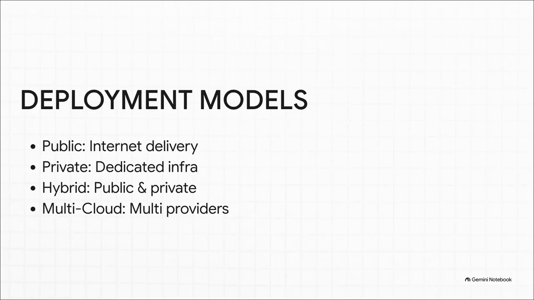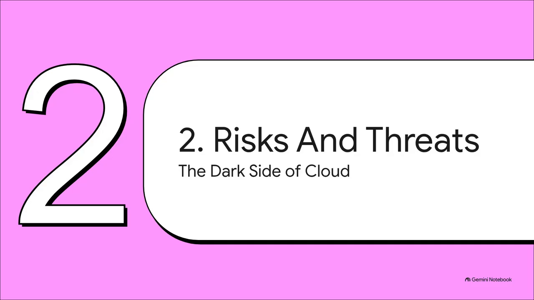Number 4, deployment models. How is this actually deployed? We've got 4 main models. Public cloud refers to services delivered over the internet and on shared infrastructure. Private cloud means dedicated infrastructure for a single organization. It is yours and yours alone. Hybrid cloud is exactly what it sounds like, a combination of public and private clouds. And finally, multi-cloud, which is the use of multiple cloud providers, maybe using one vendor for a database and another for your software.